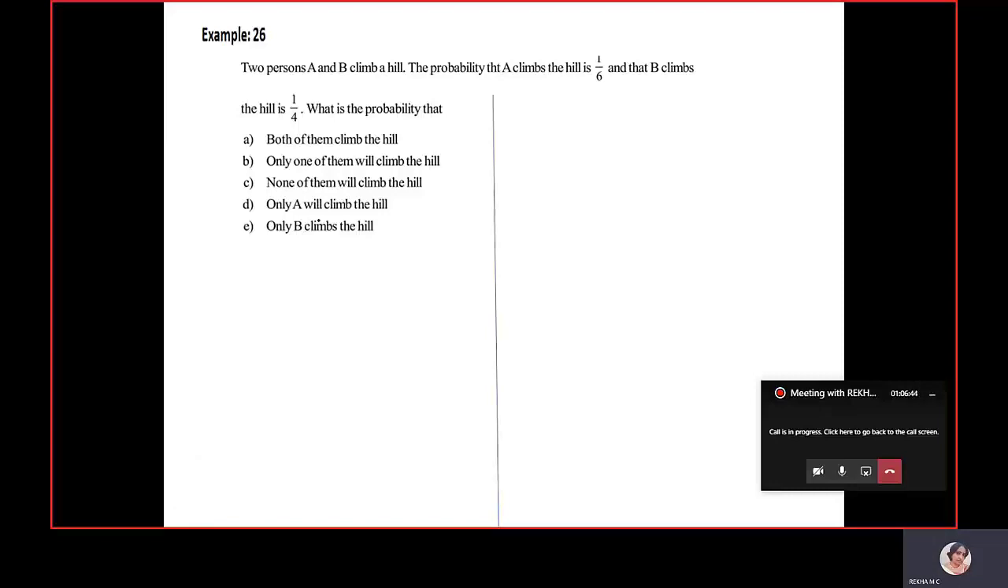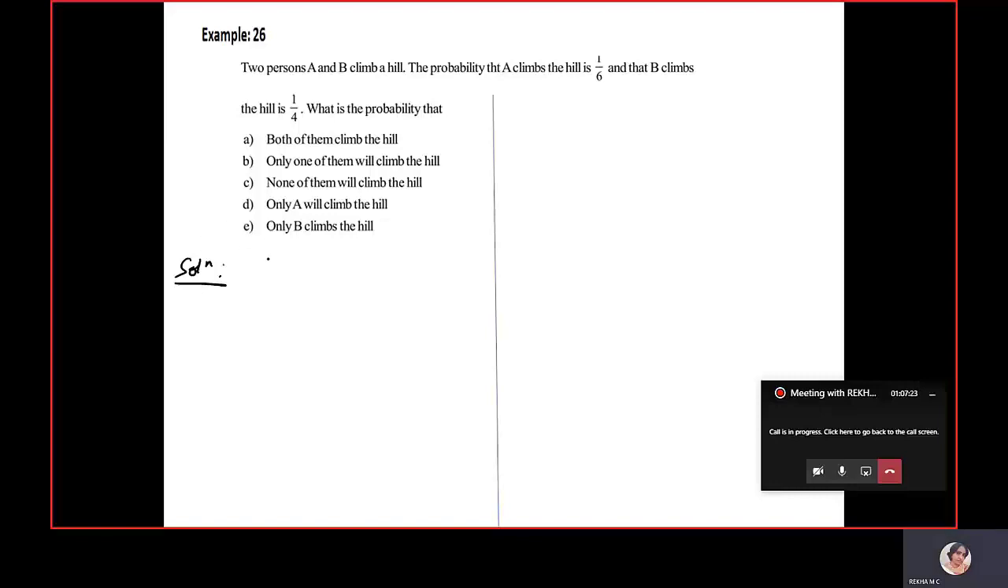Two persons A and B climb a hill. The probability that A climbs the hill is 1 by 6 and that B climbs the hill is 1 by 4. What is the probability that, sub-question A, both of them climb the hill? Sub-question B, only one of them will climb the hill. Sub-question C, none of them will climb the hill. Sub-question D, only A will climb the hill. Sub-question E, only B climbs the hill.